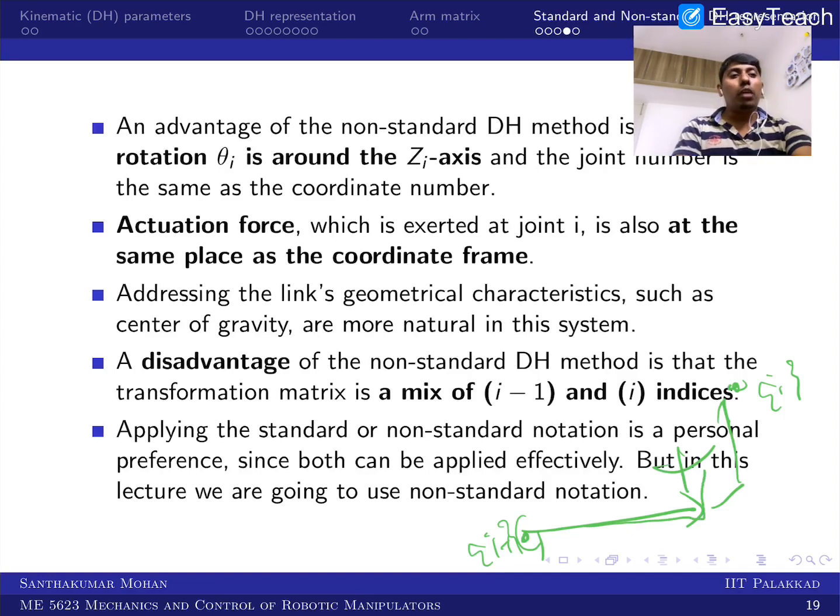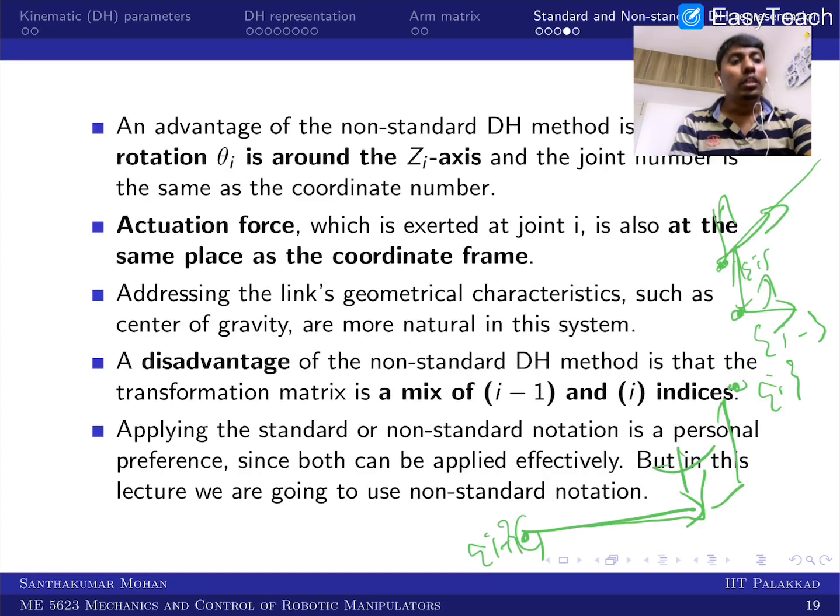Whereas in the standard one, you are standing in the I minus 1 frame and you are seeing the ith frame and saying that this is your ith axis and this is your I minus 1th axis. So how much rotation is supposed to be done with respect to your joint, and then what is the distance I am supposed to travel. Then you will see the next case. So this is your joint I minus 1th axis, and this is the ith axis, and you will see what transformation you need to do.